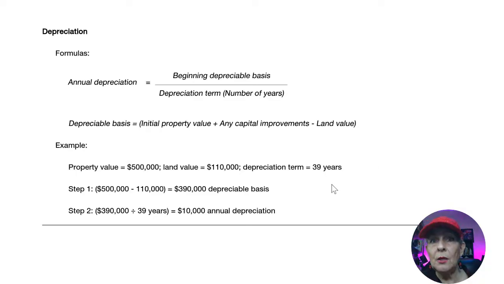Sometimes in the questions, they're going to give you more information than you need to confuse you. Pay attention to what the question is asking. Pay close attention. Here, they want the annual depreciation. So what do we need? The depreciable basis and the number of years.